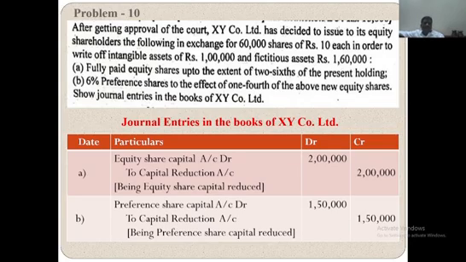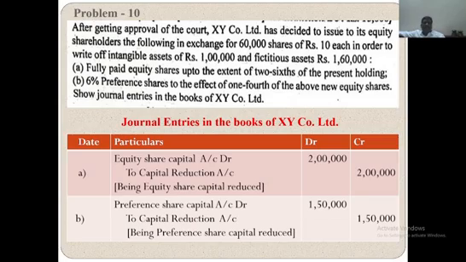After getting approval of the court, XY Company Limited has decided to issue to its equity shareholders the following exchange for 60,000 shares of rupees 10 each in order to write off intangible assets of 1 lakh, fictitious assets 1,60,000, fully paid equity shares up to the extent of 2/6 of the present holding, 6% preference shares to the effect of 1/4 of the above new equity shares. So the necessary journal entry in the books of XY Company Limited.